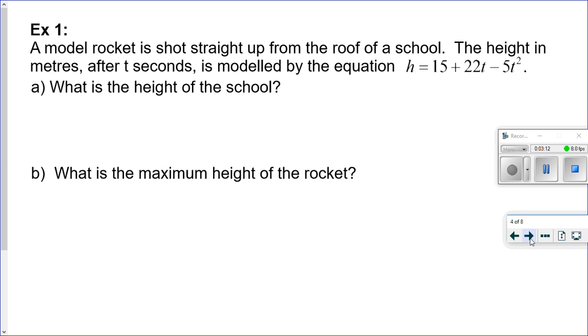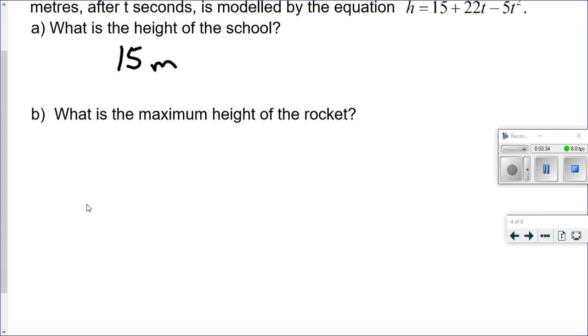So here we have a model rocket shot straight up, shot off a roof. The height is in meters, time is in seconds, and there's the equation. What is the height of the school? One of the bits of information that we do get from standard form is that you get the starting value. So in this case, 15 meters.